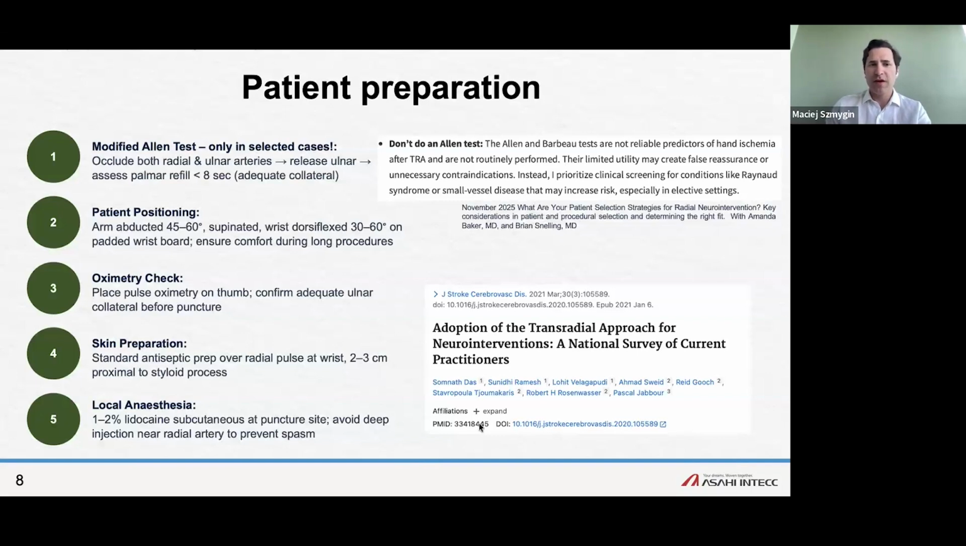We have to prepare the skin, of course, as for femoral access, and then, of course, local anesthesia, lidocaine subcutaneously at the puncture site. Don't inject it too deep because it can be more painful. It's just to anesthetize.